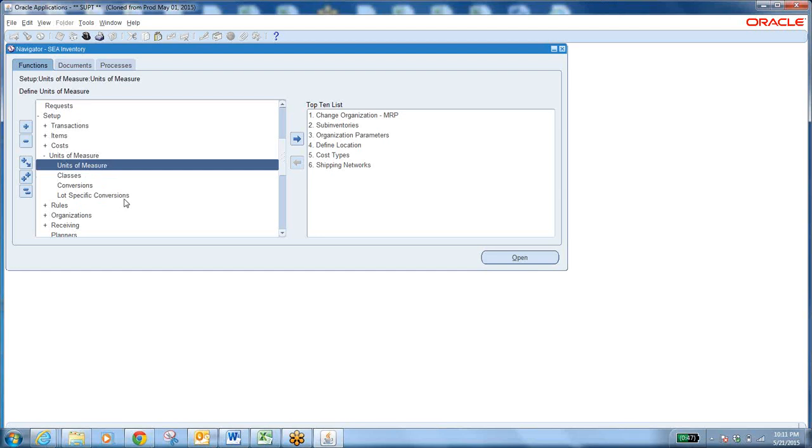What is lot specific? Every item, some items together, some items can be having one lot. Some items can be having common lot. What is lot? A set or group of items, a similar set of items. Let us take for example a chair which is red color, a plastic chair.